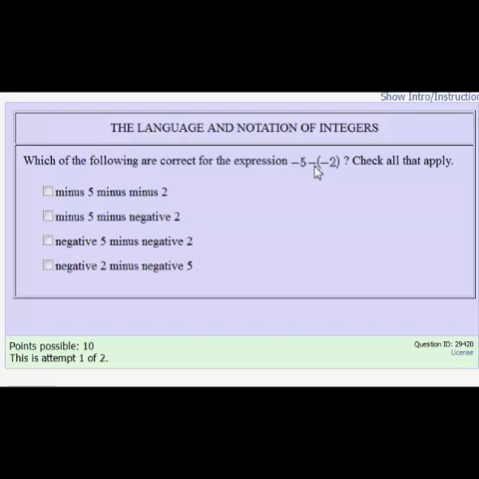However, this symbol is between two numbers. You can think of this as the number negative 5, and this is the number negative 2, and we are to subtract them, so we're going to use the word minus there. So negative 5 minus a negative 2 is the only one that's correct. This one uses the right words, but mixed up the order of the numbers.